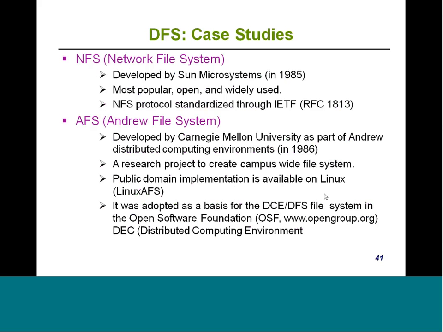So now we go into the distributed file system. Again, the three different types of file system that we talked about: the flat files, the hierarchical files, and now we go into a distributed file system. Here we will talk about two main file systems. One is the NFS, or the Sun NFS. This was developed by Sun Microsystems in 1985. It's the most popular and open file system, and it's used pretty much universally today.